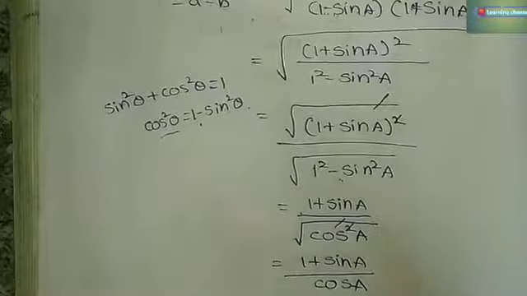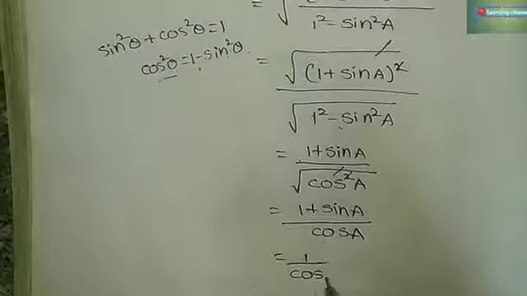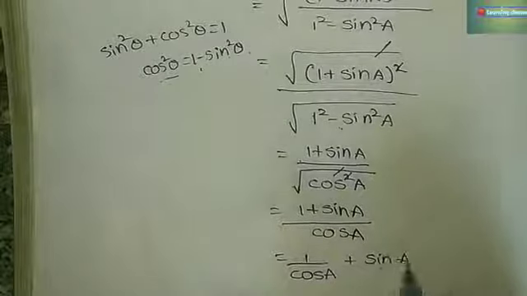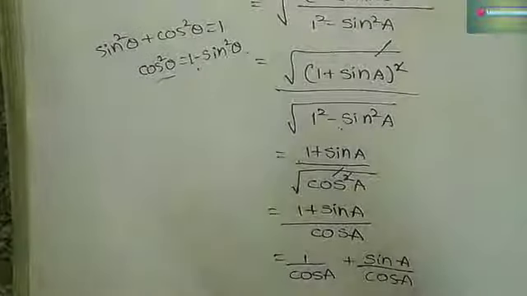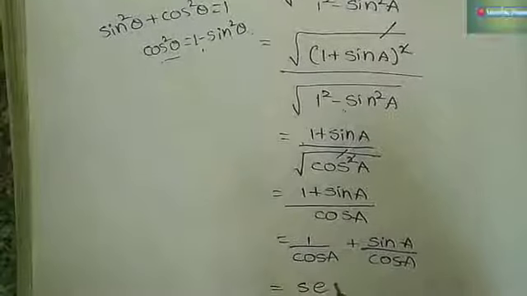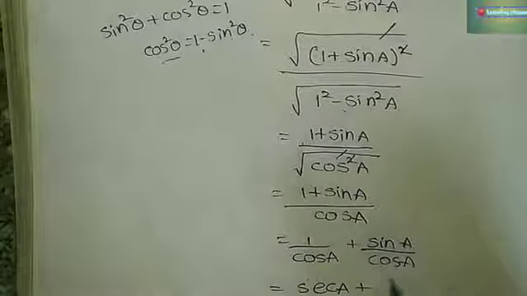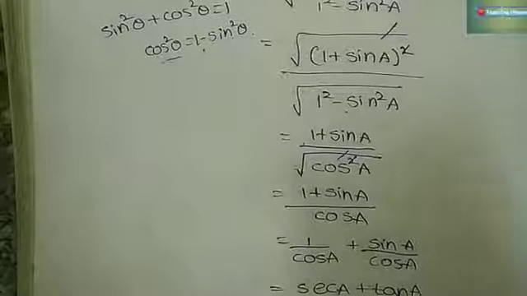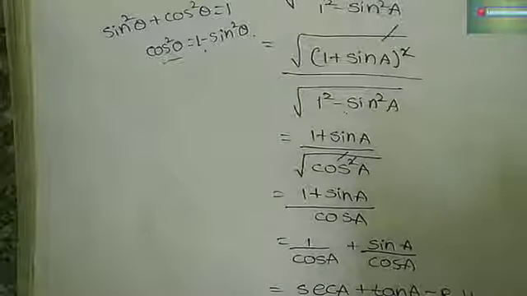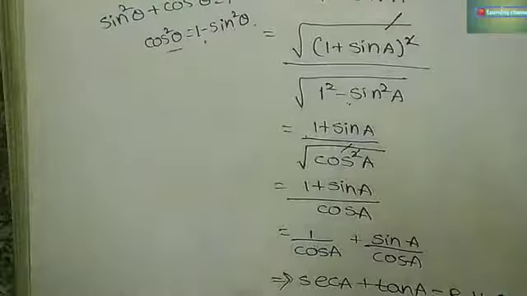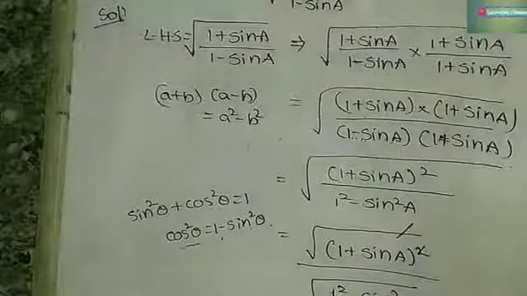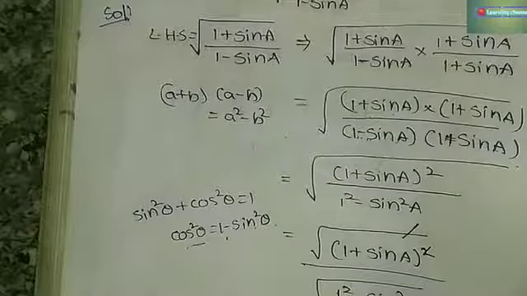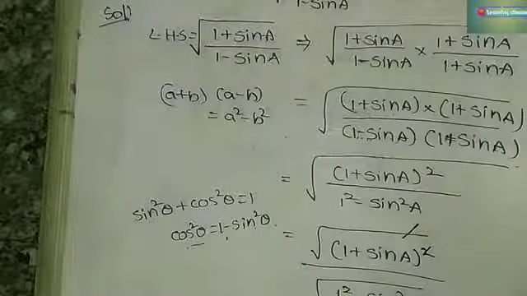From the first trigonometry identity, sin square theta plus cos square theta is equal to 1. So from this we can write cos square theta is equal to 1 minus sin square theta. So that is equal to 1 plus sin A by 1 square, which is nothing but 1. So 1 minus sin square theta is equal to cos square theta. So here we get cos square A. 1 plus sin A. Here also square and root cancel, cos A.